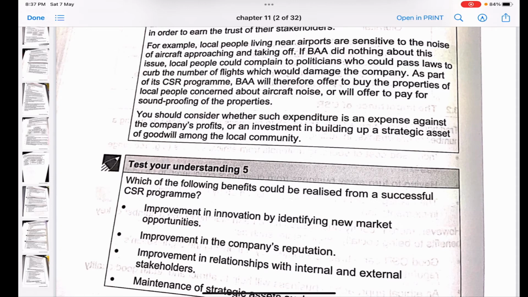So as part of its CSR approach, BAA will therefore offer to buy the properties of the people living near the airport at a very high price, so that it owns the property and there will be no issue like this anymore. It will also offer to pay for soundproofing for the properties. You should consider whether such expenditure is an expense against the company's profits or an investment in building up a strategic asset of goodwill among the local community.